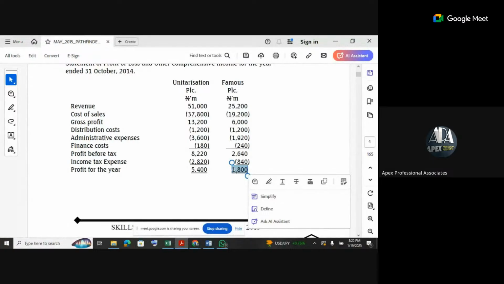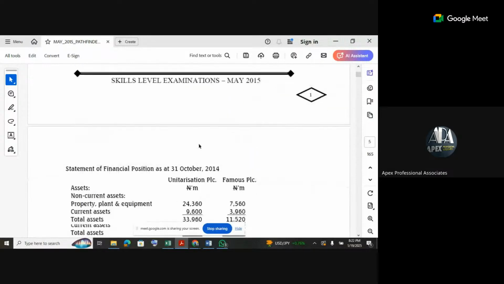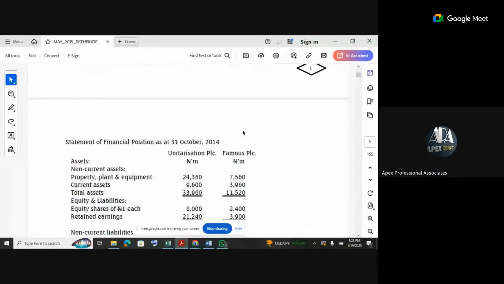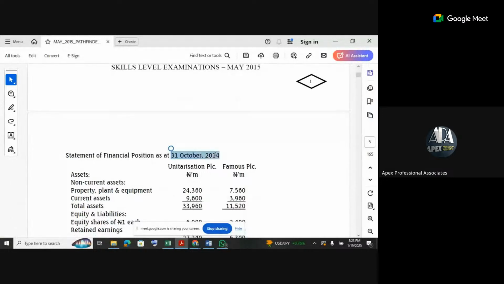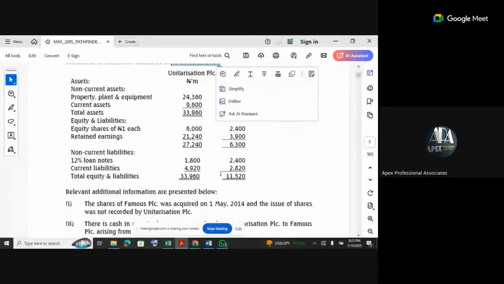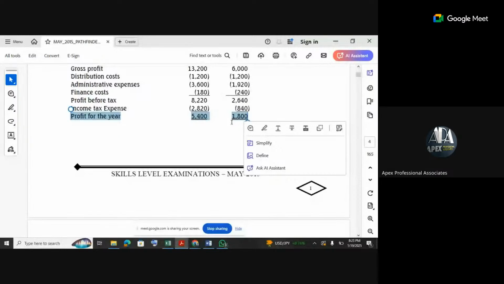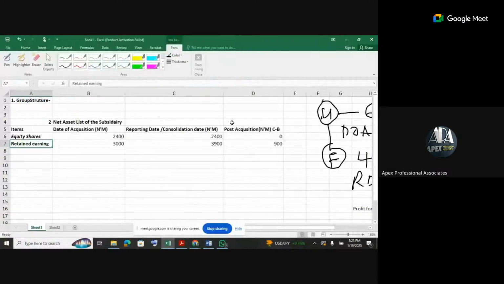How do I know that? You bought F in May 2014. As at October 2014, they are saying that the profit for the year is this amount. Profit for the year is not 6 months. So it means 6 months of it is after. That's what they call post-acquisition. It is after they have bought the company that profit was made. So that's what we need to take. I don't know if it is clear.